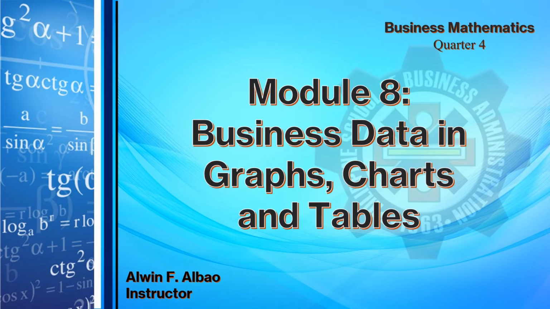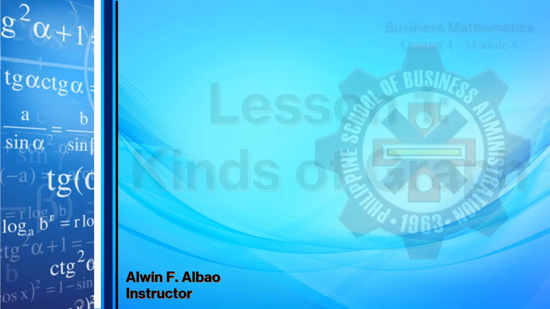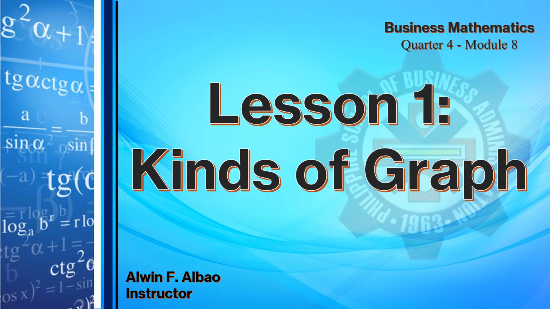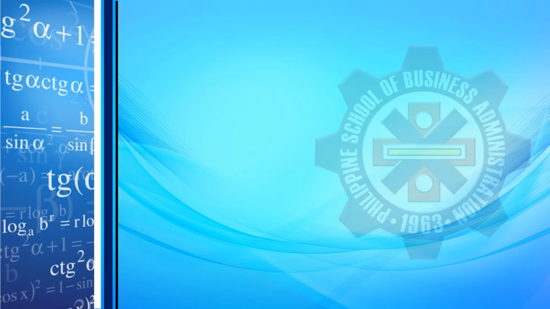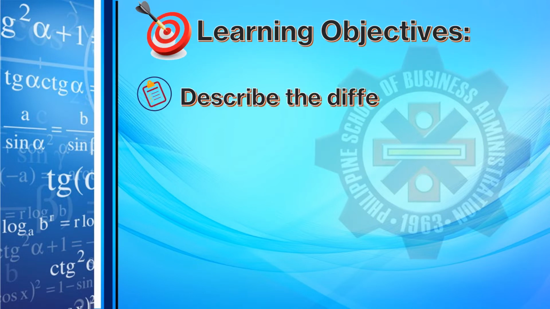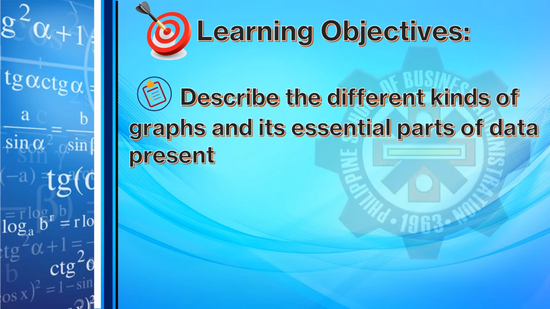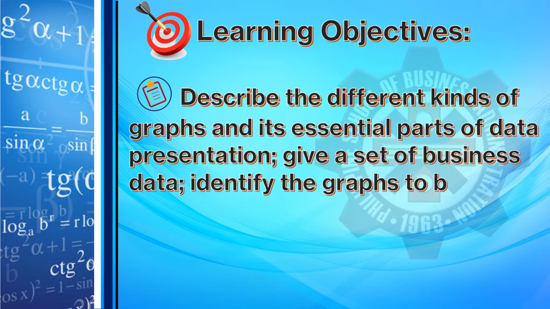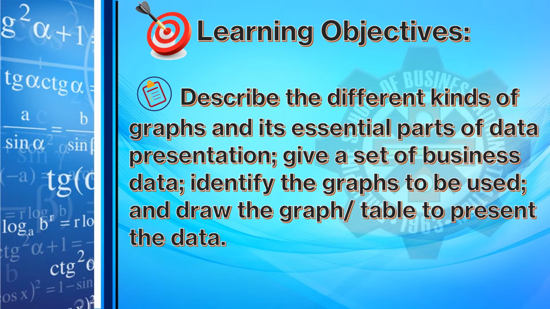Our lesson for today is about Module 8, Business Data and Graph, Charts, and Tables. For Lesson 1, we will be discussing the kinds of graph. But before that, let's have our learning objectives. Our learning objectives for today are to describe the different kinds of graphs and its essential parts of data presentation, and given a set of business data, identify the graph to be used, and draw the graph or table to present the data.